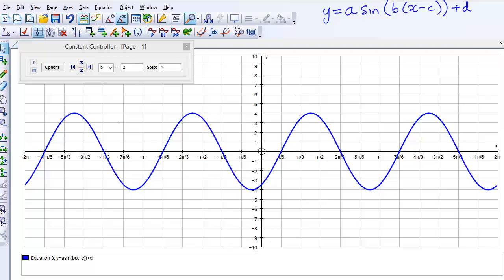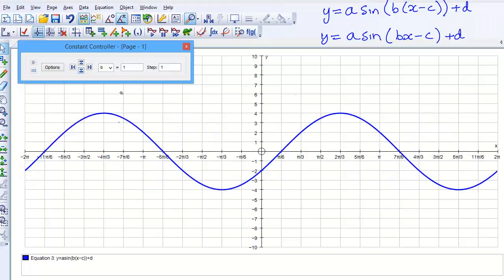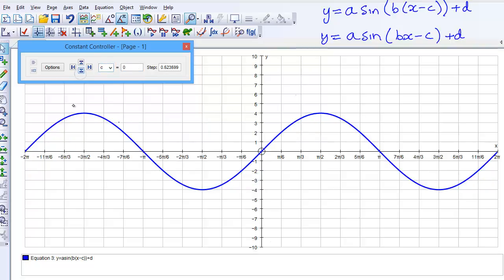Now the problem is that you very often get exam questions or test questions where we've not got the bracket here. So it goes bx minus c like that, plus d. Now, if I'm just going to look at this one, what I'm going to do first is just put those constants back. So we'll put b back to 1, and we'll put the c back to 0 like that.